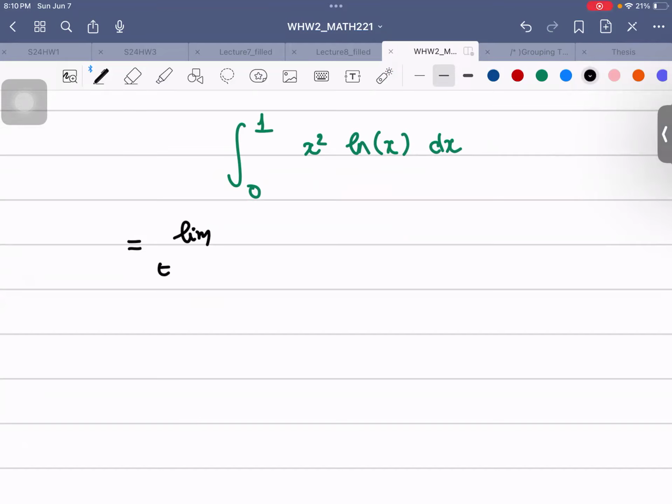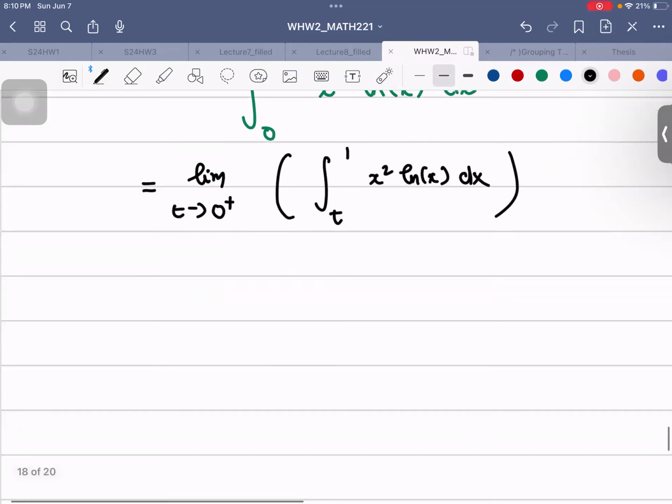The limit as t approaches 0 from the right. Okay, this is the left endpoint, so you're going to use the limit from the right, of the integral from t to 1 of x squared ln of x dx.